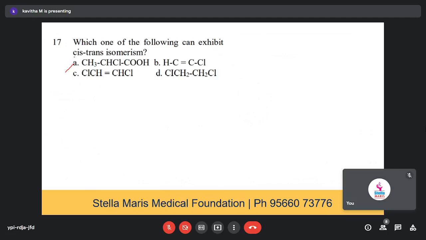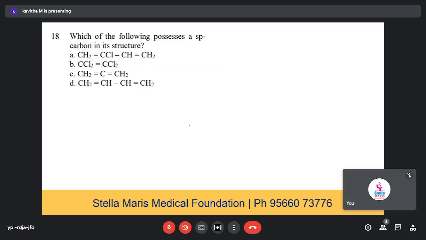Here, you have C, single bond C, and you have one hydrogen, Cl. The same way for this carbon, one Cl and one hydrogen. This is cis. And when you come to the trans one, C double bond C, Cl, H, and on this side, this is hydrogen, and this is Cl. So this is trans. The compound which exhibits this trans isomerism is C.